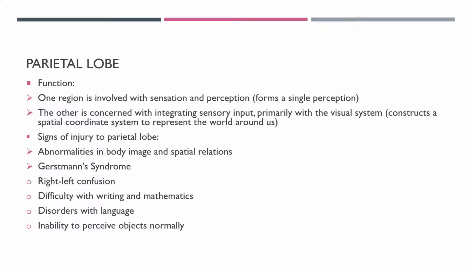The parietal lobe, it has two regions. One region is involved with sensation and perception, and the other is concerned with integrating sensory input, primarily with the visual system. Signs of injury to the parietal lobe, there was a bunch, so this actually has two slides. But let's start with abnormalities in body image and spatial relations. And then there's a specific syndrome that goes along with damage to the parietal lobe, which is Gerstmann syndrome. And characteristics of that are right-left confusion, difficulty with writing and mathematics, disorders with language, and inability to perceive objects normally.